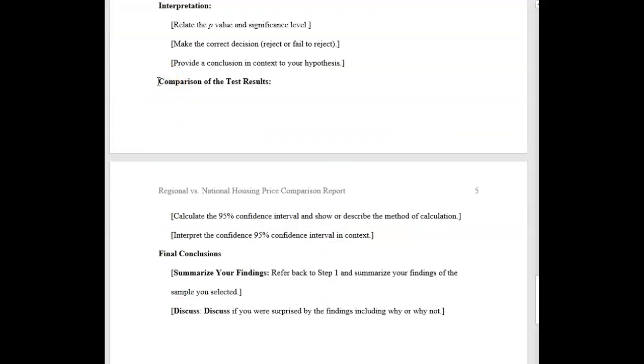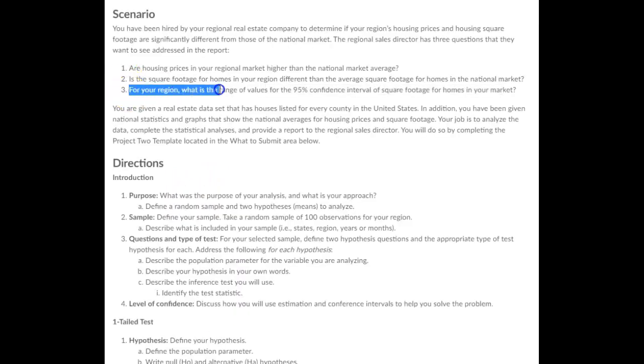The last part of the template is called comparison of the test results, and we're going to see how a confidence interval and a hypothesis test are kind of like two sides of the same coin. The results are going to support one another. So on step 3 here, we're again looking at square footage, and we're looking for a 95% confidence interval. For our region, we're looking at the square footage, and we can compare that to the results we got from our hypothesis test. If we reject the null in the hypothesis test, then our confidence interval will not contain the null hypothesis. If we fail to reject the null, then our confidence interval will contain the null hypothesis.